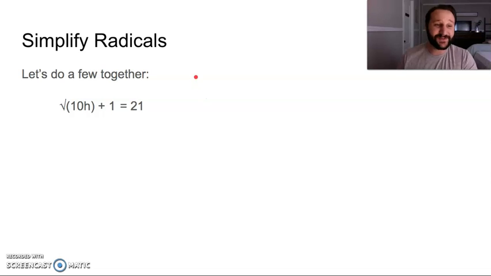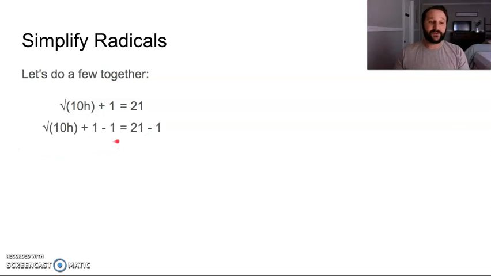So this last one here, we've got the square root of 10 times h plus 1 equals 21. How do we solve that? Let me give you a moment to pause the video and solve that on your own. All right, hopefully you did that, and I'll walk you through the steps we took to get to our answer.